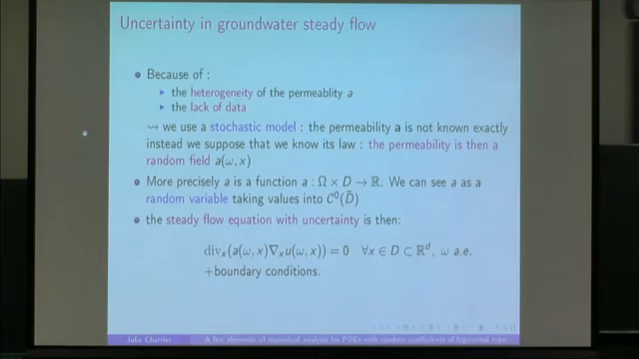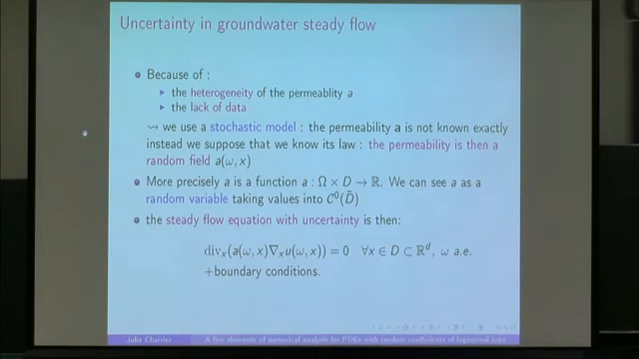hydrogeological properties. So the permeability is supposed to be a random function of a random parameter omega and of the spatial variable x. So you have a function of two variables. You can also see it as a random variable taking values in some functional space of x, which may be, for example, the space of continuous functions. You suppose that A is a continuous function of the position x. So now you have the same PDEs as previously, but with randomness. So it's a set of deterministic PDEs parameterized by a random parameter omega.